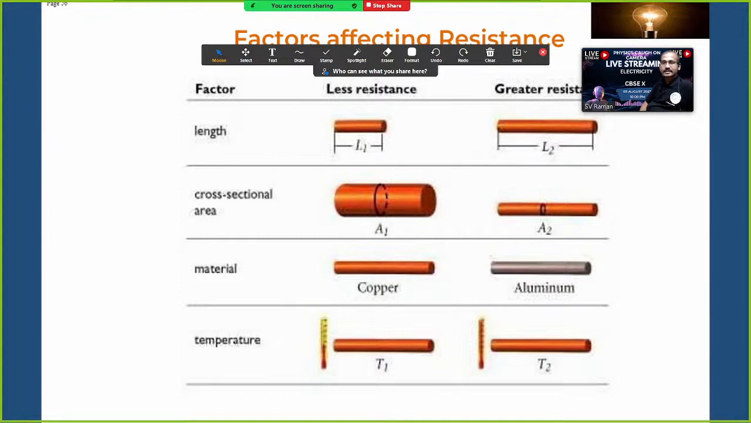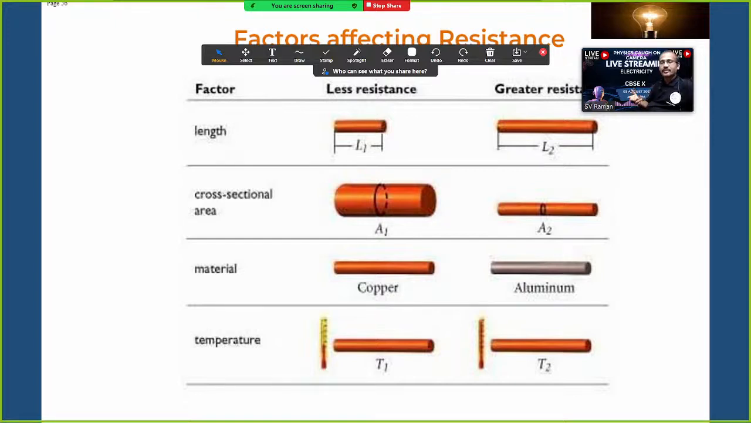Why is it so? Resistance is increasing, conductivity is decreasing. Resistance and conductivity are inversely proportional. Once resistance increases, conductivity decreases. That's the reason power cuts are very frequent in summer days.